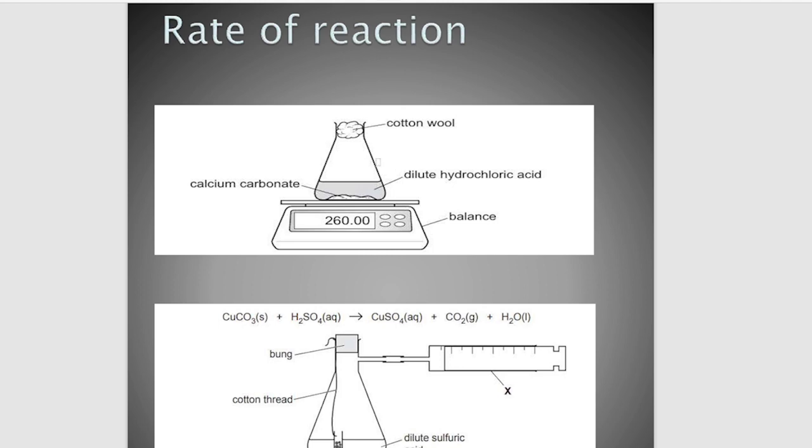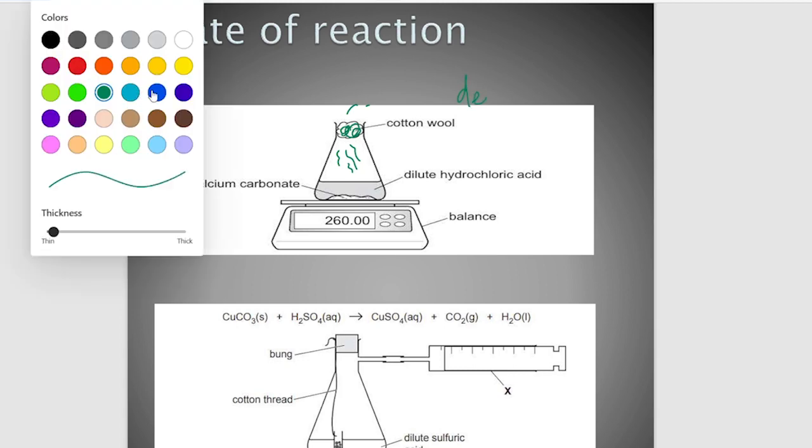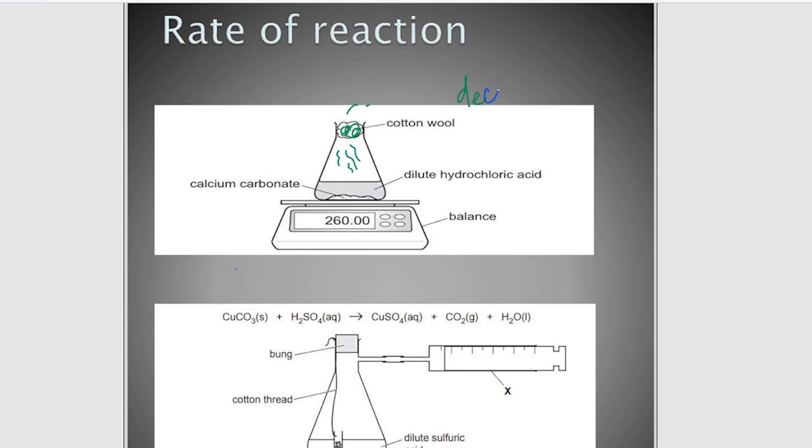So this is the experiment set where decrease in mass is going on. So cotton wool is there, so that no more product or reactant can splash out. So it can be used to absorb gas as well, so the gas does not escape. So that's why we are using this one, basically to show the decrease in mass after the reaction.